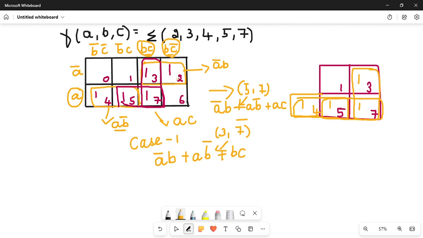So that is why either you need to make groups of cell number 3 with cell number 7 or cell number 5 with cell number 7. You should not make the group between cell number 3 and 7 as well as cell number 5 and 7. You cannot make both. Either you group cell number 3 and 7 and write the resultant, which is a bar b plus a b bar plus b c, or you need to make a group of cell number 5 with cell number 7. You need to neglect the group of cell number 3 and cell number 7, and you need to just write the resultant, say a bar b plus a b bar plus ac, right? This is the criteria, right?